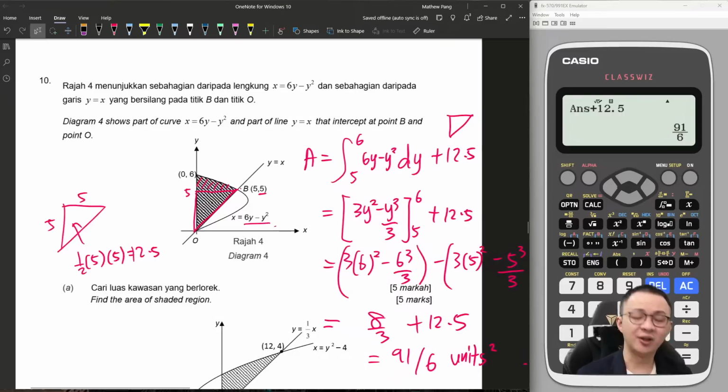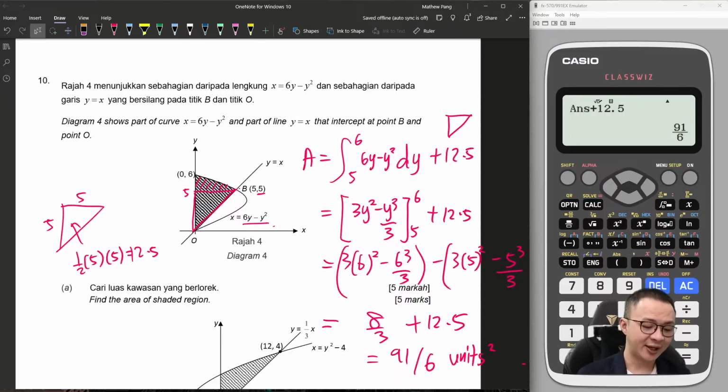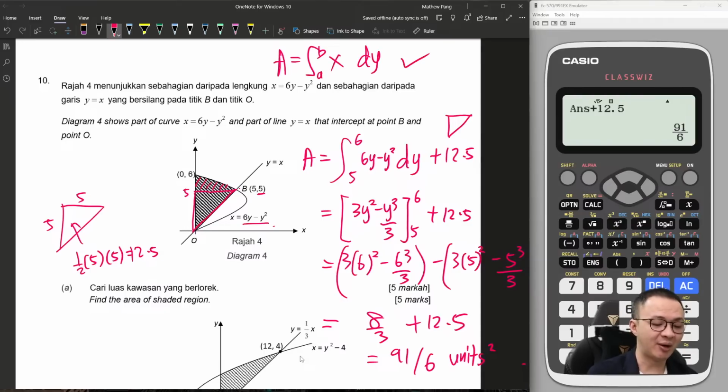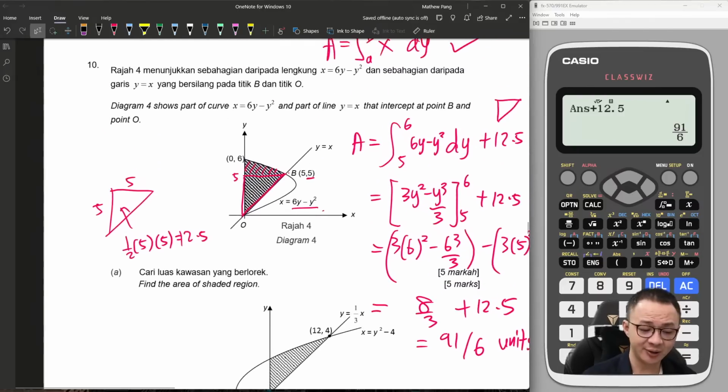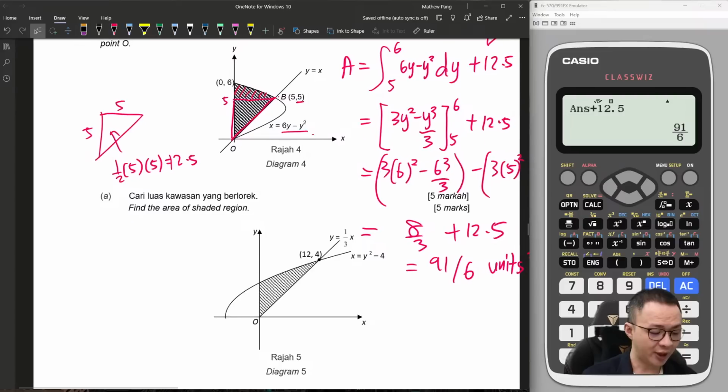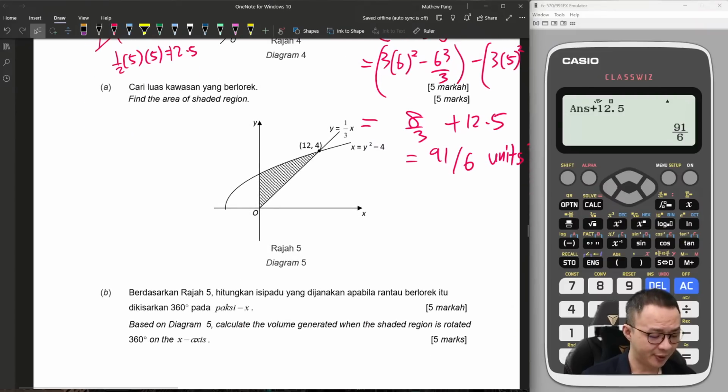Okay, so it's not too hard as long as you can see and understand. Whenever you want to integrate toward the y-axis, you must make x the subject. Remember this if you want to integrate any area toward the y-axis.